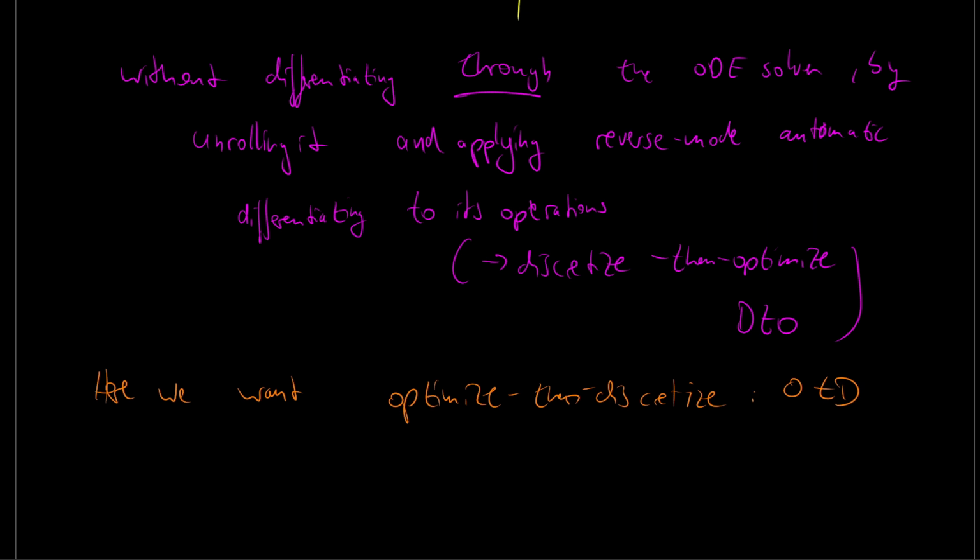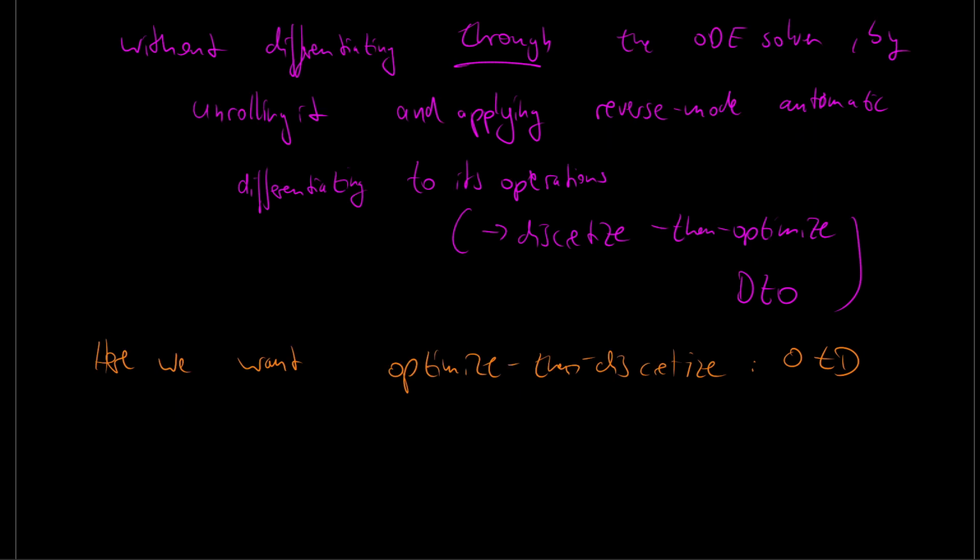The reason it's called optimize then discretize is because we want to find a rule which will eventually turn out to require solving an adjoint ODE problem. And this adjoint ODE problem would then have to be discretized later on in order to actually solve it on our computer. So far so good. This is about the motivation of what we're doing. Let's now start deriving this very rule.